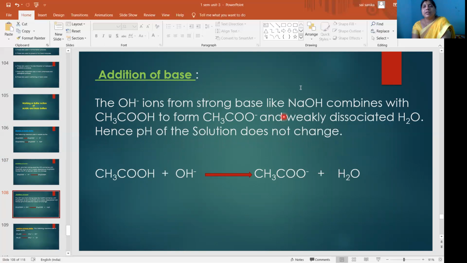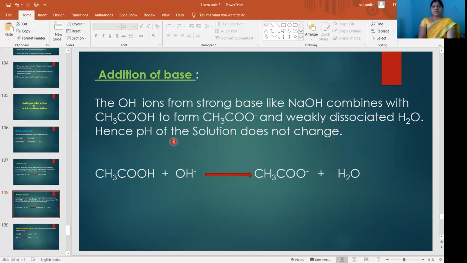So what is happening when you add base? When you add a strong base like NaOH to the above mixture, the OH minus ions of this strong base will combine with the weak acid, CH3COOH, to form CH3COO minus and weakly dissociated water. Hence, the pH of the solution does not change.